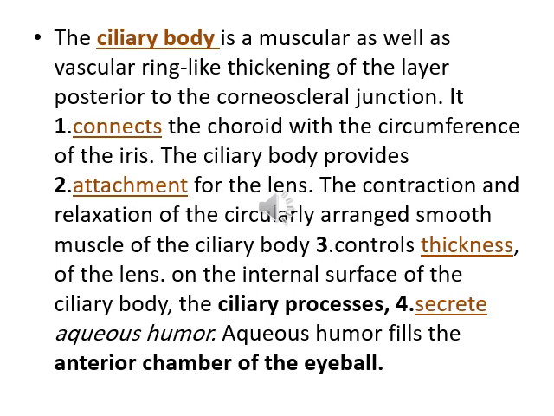Another function, it controls the thickness of the lens. How? The lens changes in shape with various positions. When I see in the distance, the shape of the lens is different from when I look at a near object. This difference in the shape of the lens is a function of the ciliary body through the process of accommodation.